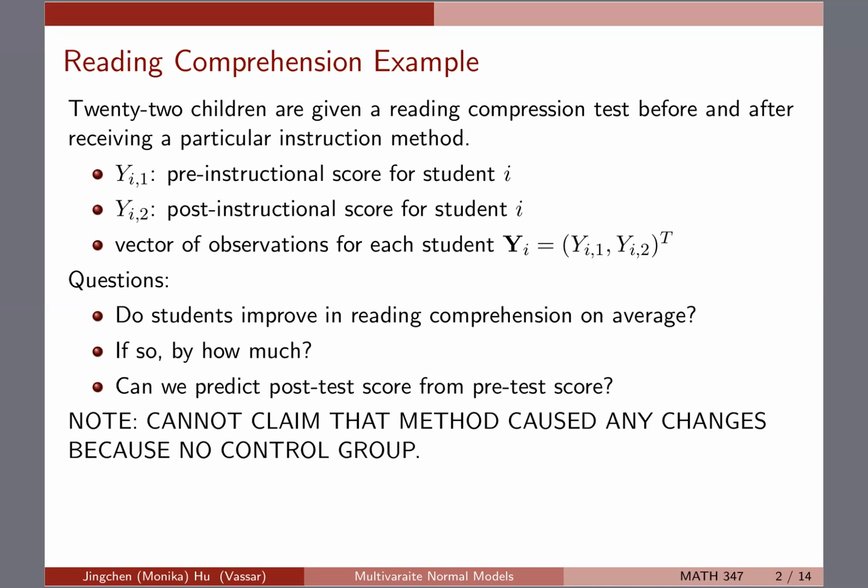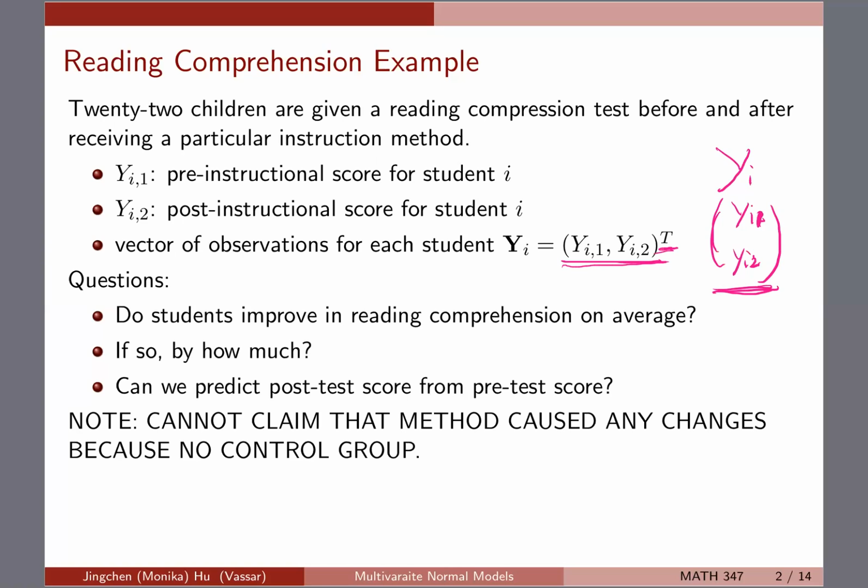So here we use yi1 to be the pre-instructional score for student i, yi2 to be the post. So for each student, you're going to have a vector of observations. Here we use the transpose just to make the matrix algebra easier later. But overall, you're looking at a vector of 2 by 1. One over here, 2 over here. So the whole thing is yi, but you have 2 of them, and you're trying to model them together.